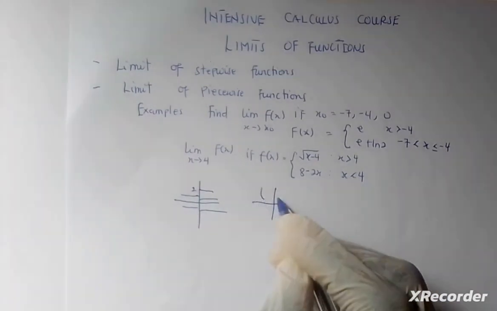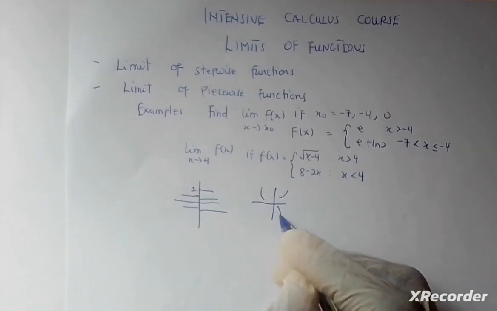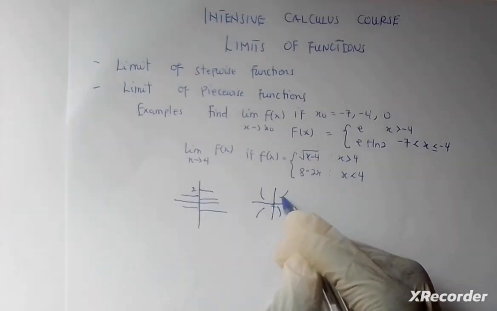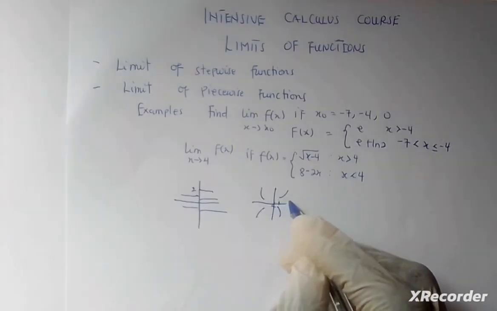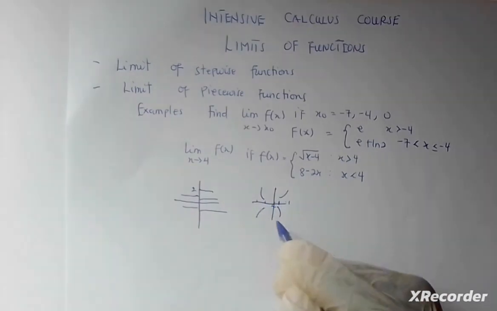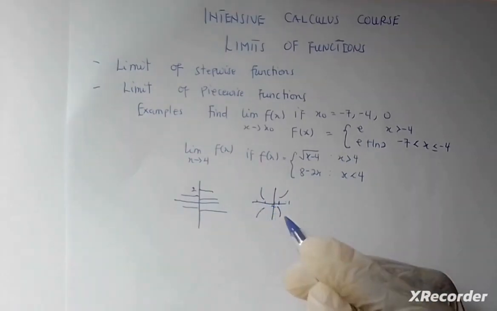pieces. You get something like this, and the other parts somewhere. But each piece is defined over an interval. So this piece has been defined from here to here, while this piece from here to here. So that is stepwise and piecewise functions.